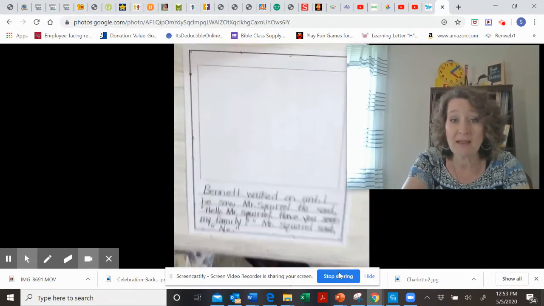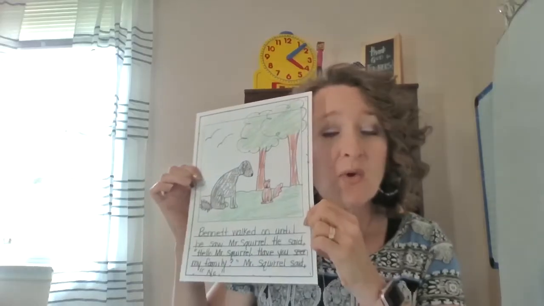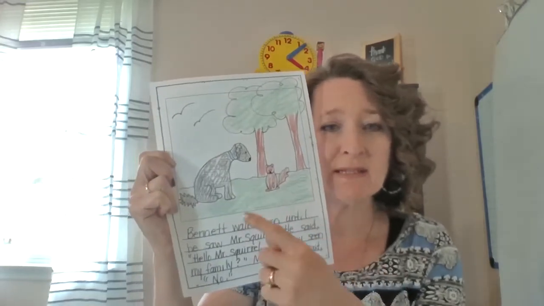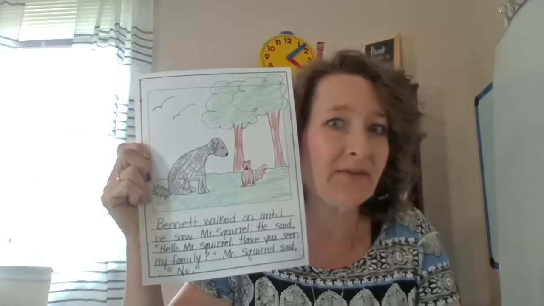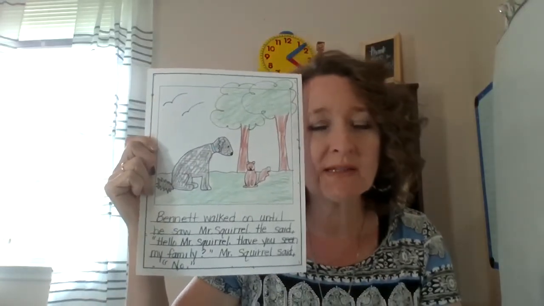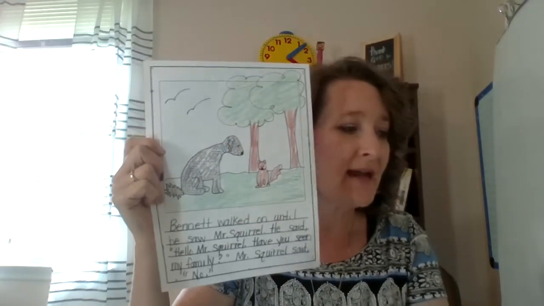Now I'll show you my illustration. So here's Bennett, and there's Mr. Squirrel, and he's coming up to him and asking him, have you seen my family? And we saw Mr. Squirrel said no. Okay, he has seen Mrs. Rabbit. He's seen Mr. Squirrel. We got to have one more thing, and we said that would be the raccoon. So let's write the next page and find out what happens when Bennett meets up with Mr. Raccoon.